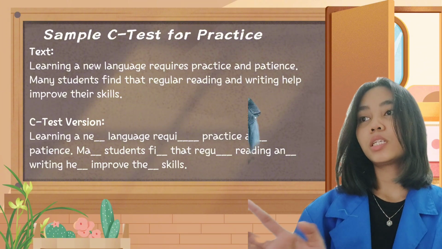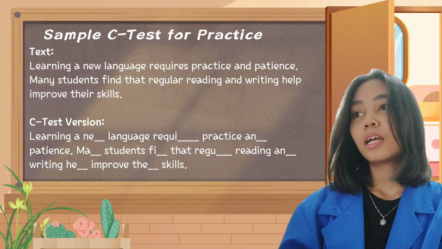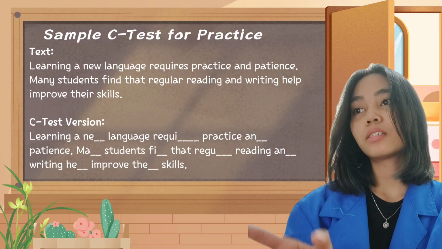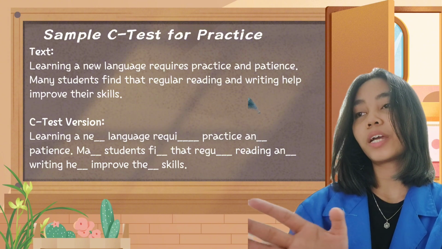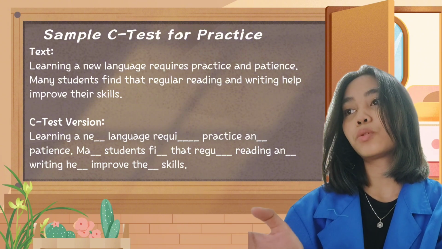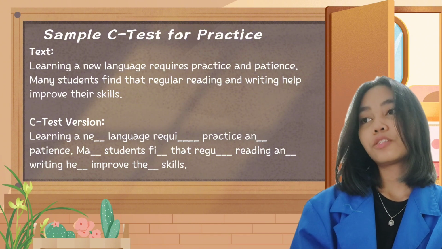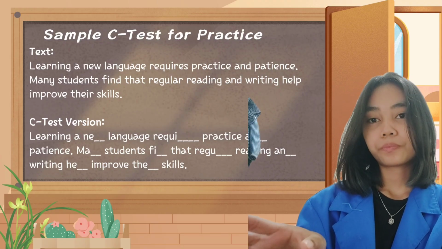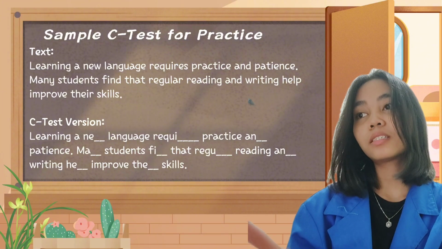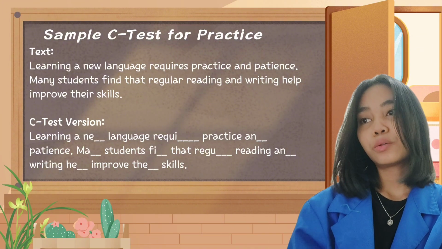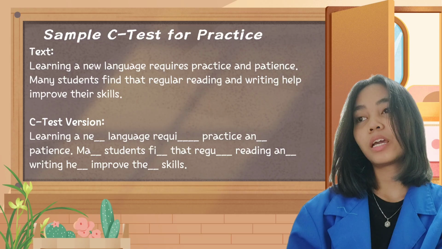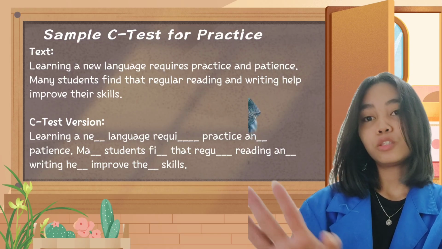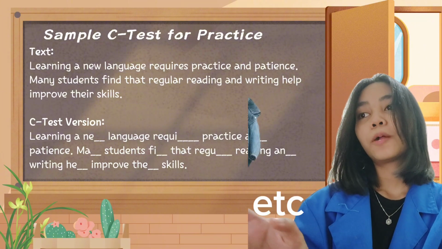So there is a sample C-test for practice. Learning a new language requires practice and passion. Many students find that regular reading and writing help improve their skill. In the C-test version, for learning we can know from the context there is learning and language. So we can guess that NE should be new, a new language.